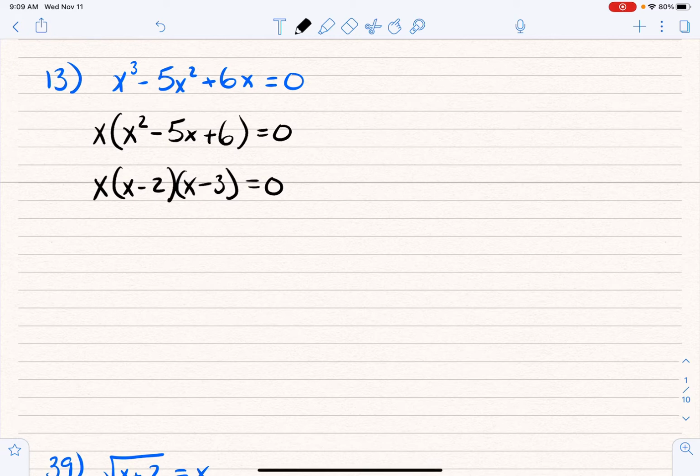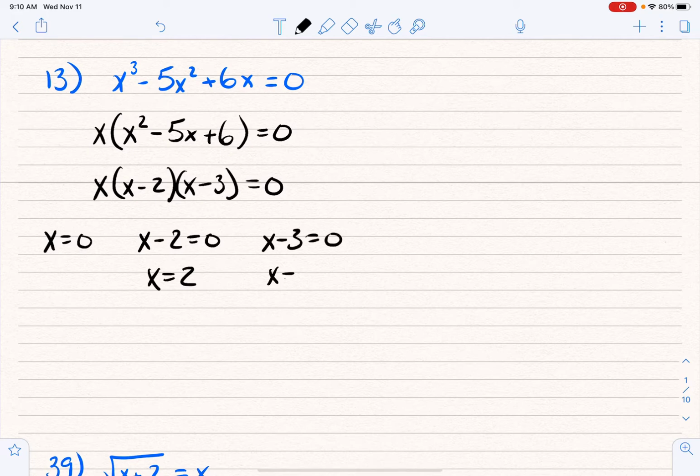And so now we've got 3 things multiplied together that end up being 0, so we have to set them each equal to 0. So we say, well, I know that either x is 0, or x minus 2 is 0, which would be to say that x is 2, or x minus 3 is 0, so therefore x is 3. So you get 0, 2, and 3.